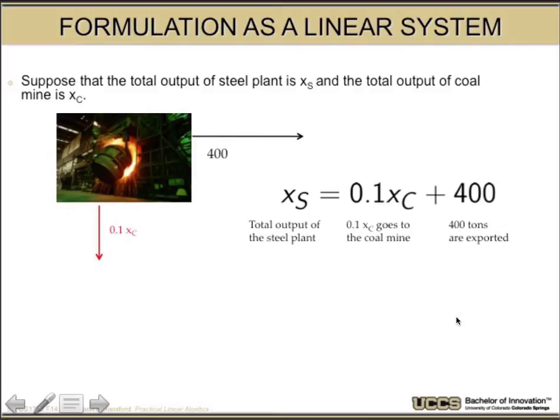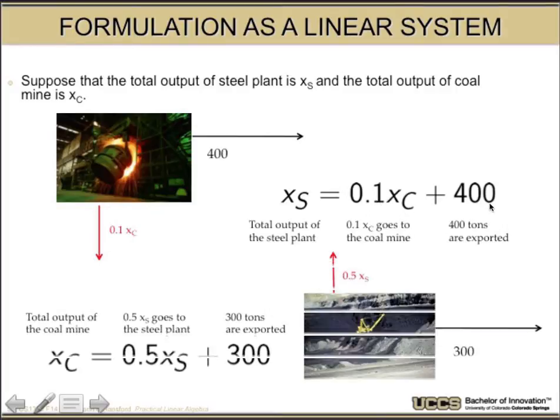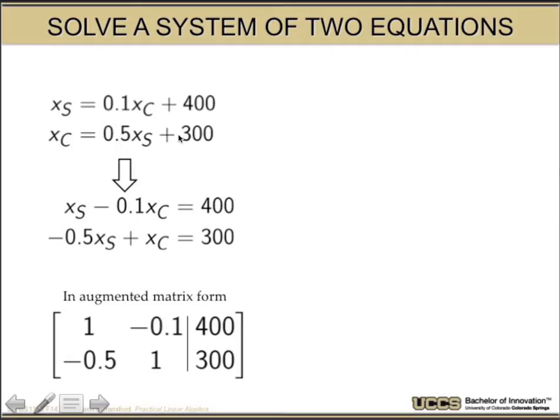So we have to look at it slightly differently. Let's look at the total output of the steel plant as 0.1 times the amount that goes into coal plus 400. And then we can look at how much goes into coal as 0.5 times the amount that goes into steel plus 300. Now you can see we have two equations. We can put those two equations in standard augmented matrix form, try to solve it, and I get a value for XS and XC. So, straightforward.